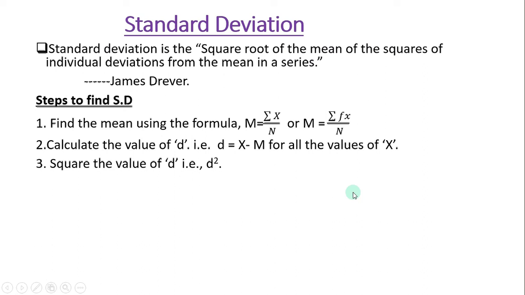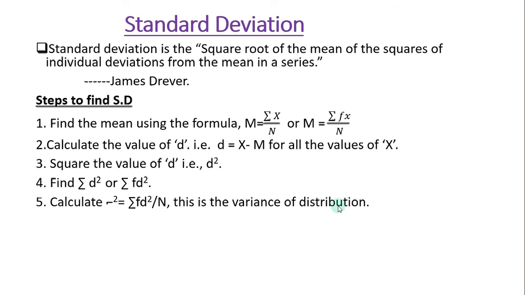Next step is to square this value of d. Whatever we get for d, we have to square it, that will give d square. Now the fourth step is to find summation d square. Add all d square, or if it is grouped data, add fd square. Then fifth step, calculate sigma square, that is summation fd square by n. This is the variance of the distribution.